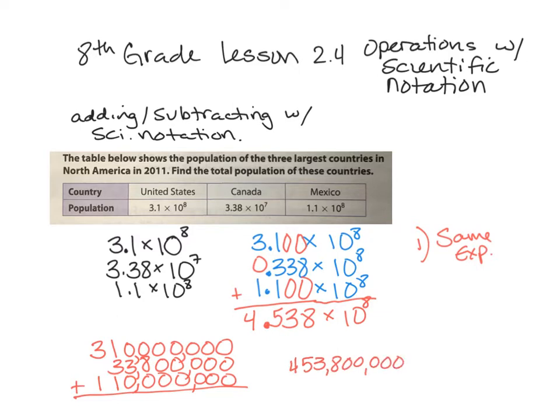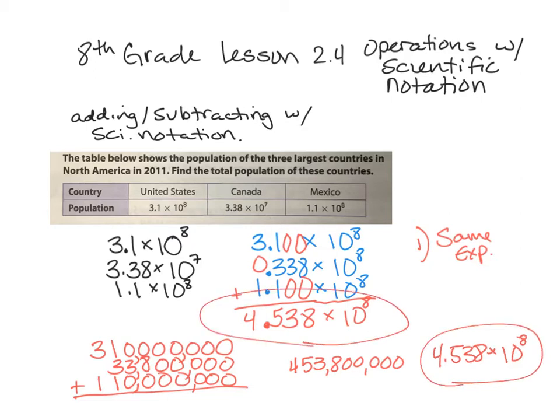3.453800000, and then we still have to convert it back into scientific notation. So I'm going to move my decimal 1, 2, 3, 4, 5, 6, 7, 8 spots so that I have 4.538 times 10 to the 8th, which is the answer we got doing it the other way.